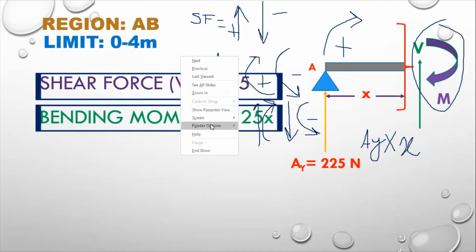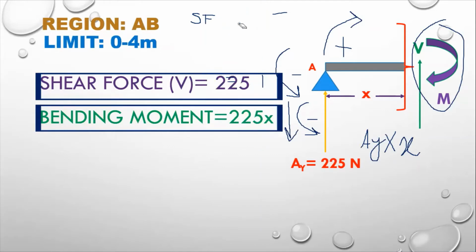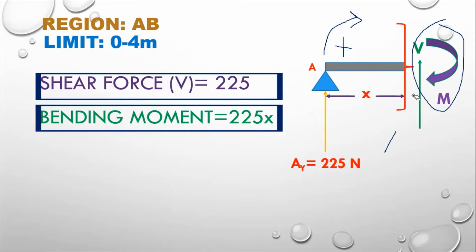Let me clear the board, whatever mess I have made over here, so it will be more clear to you. So this is the way to make a shear force equation or bending moment equation. Now I know the initial limit for region AB is 0, and the final limit for region A to B, the length, is 4 meters. So I have to calculate the value of shear force and bending moment at 0 and 4 meters. So how can I calculate it?